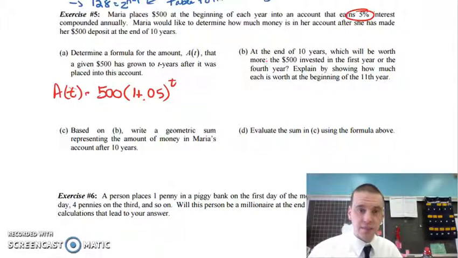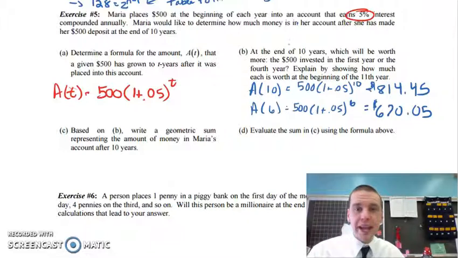That's A. Part B asks you which one will be worth more, the $500 that she invested in the first year or the fourth year. I hope you guys all understand that interest compounds. The faster you get it in, the more money you get back. So it's definitely the one after 10 years that will have more money because it's been able to gain more interest. It's been there a longer time in the bank.